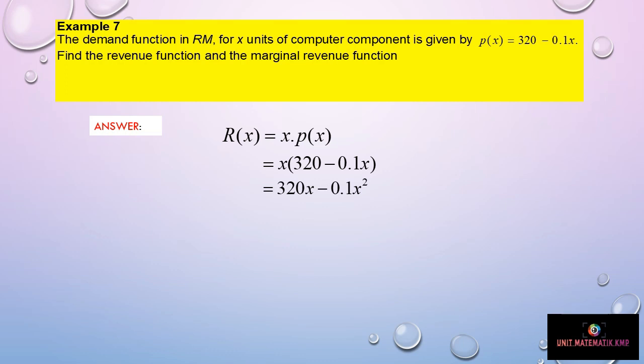So, the answer is 320x minus 0.1x squared. And then, we need to find the marginal revenue function. So, we need to differentiate the revenue function. So, the answer is 320 minus 0.2x.